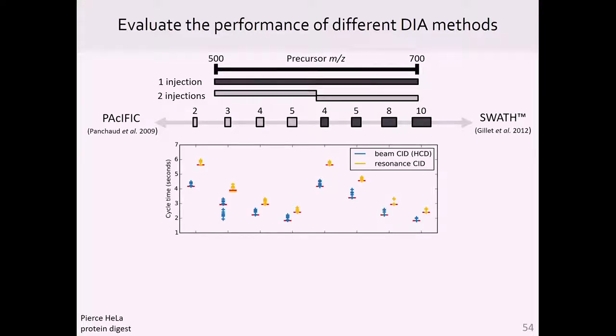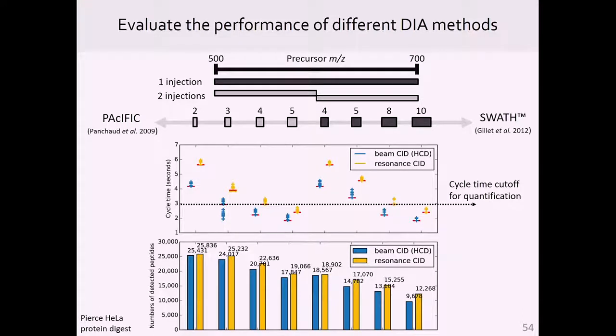So here are the different methods, and here's basically the cycle time. Resonance CID always takes longer than beam CID, so it always has a worse cycle time. And if you said, look, 3 seconds is the worst that we're going to allow as a cutoff, it leaves just a few methods down at the bottom that we could in theory use for quantitative data.